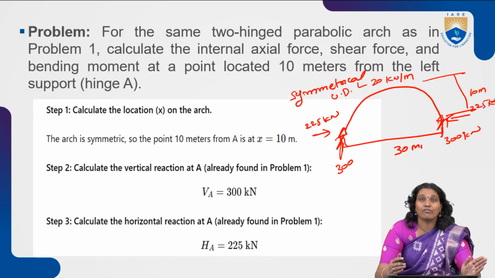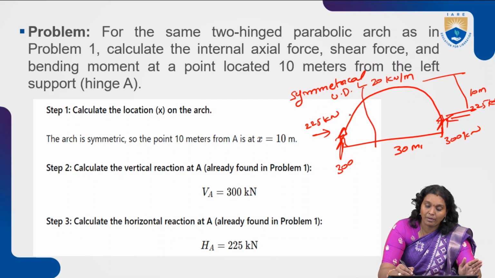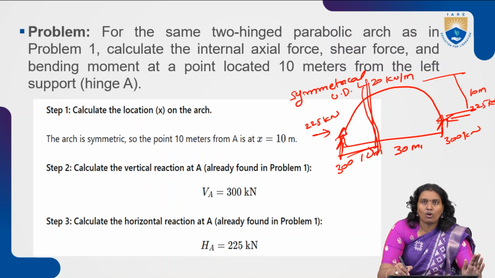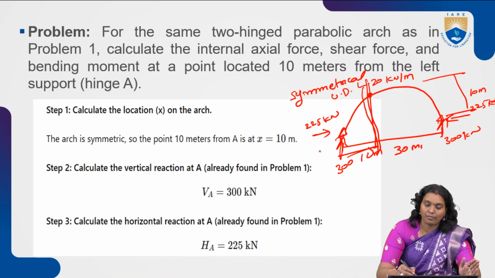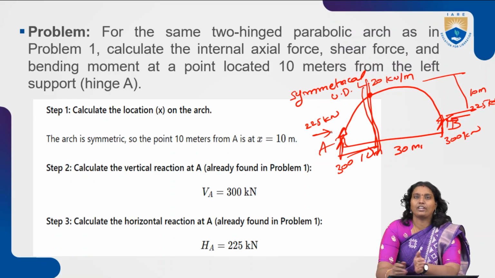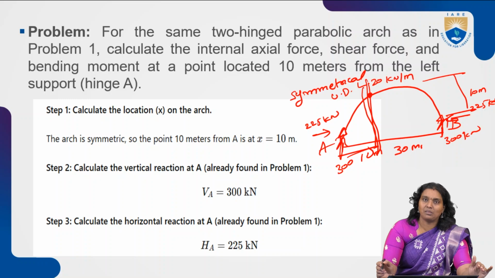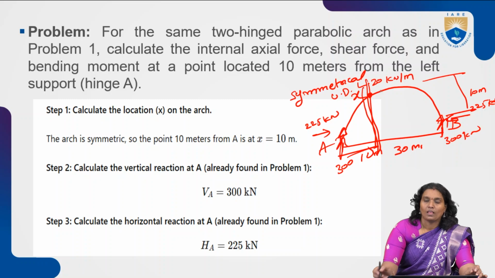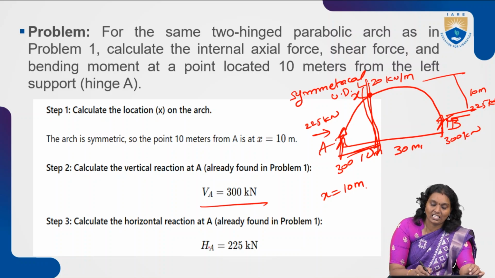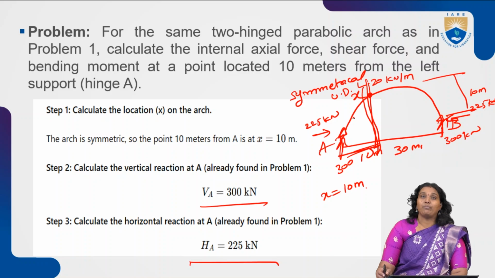What they asked is 10 meters from the left hinge, from here to here. Okay, 10 meters from here to here we consider. So find the axial and shear forces at this particular point located from the left hinge A. Consider this is A and this is B, from the left side. Here the arch is symmetric, so for the point, consider the distance from the axis as X. From here to X, X is equal to 10 meters. We already found the vertical and horizontal reactions from problem 1.